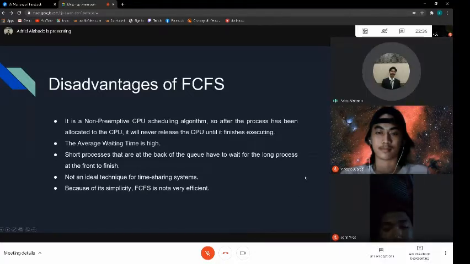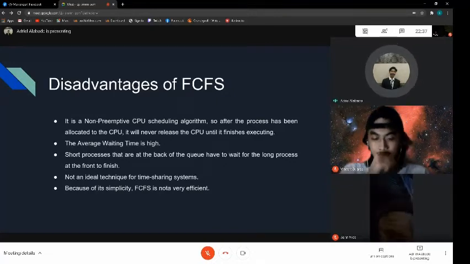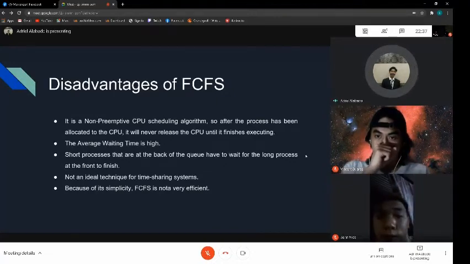Just some additions to the advantages of first come first serve. It doesn't require any complex logic. It just puts the process's request in a queue and executes it one by one. Eventually, every process will get a chance to run, so starvation will not occur.